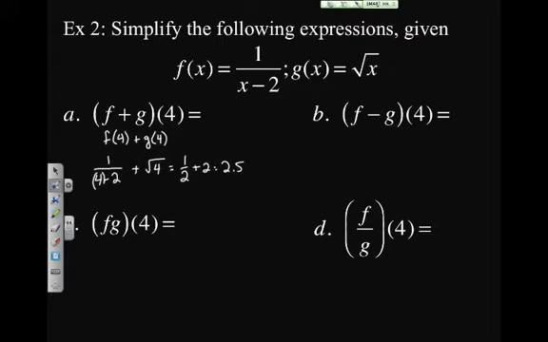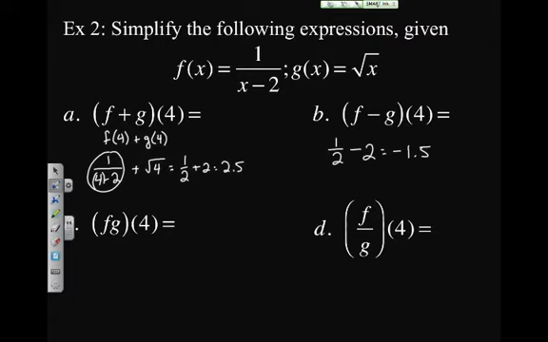Just adding those together. For the next one, we already actually know what f of 4 is. f of 4 we figured out is 1/2. We did that work right here. So we don't have to do it again. So we have 1/2 minus, and we already know g of 4 is 2. So that's going to give us negative 1.5.